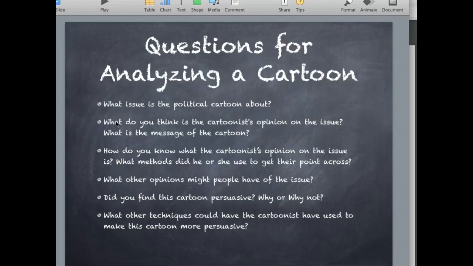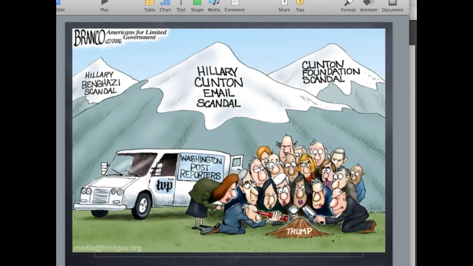And then you can start to look at what methods they are using to get their point across. What other opinions might people have about the issue at hand? And what other techniques could the cartoonist have used to make their cartoon more persuasive? So we're going to take some time here to analyze some political cartoons. This first one we're going to look at together.